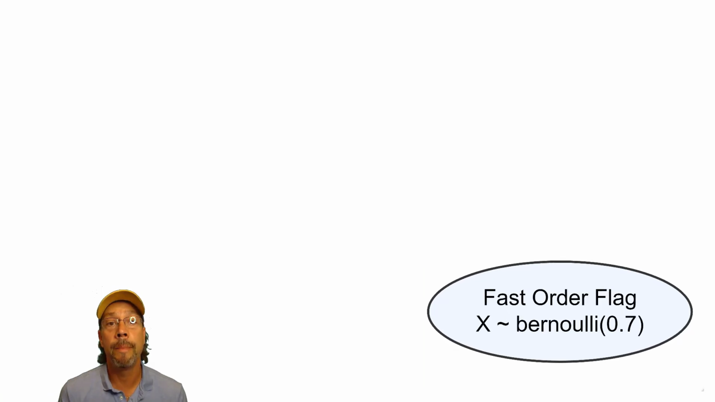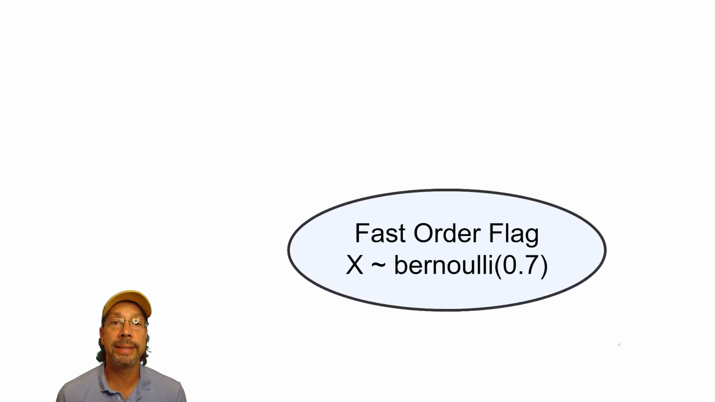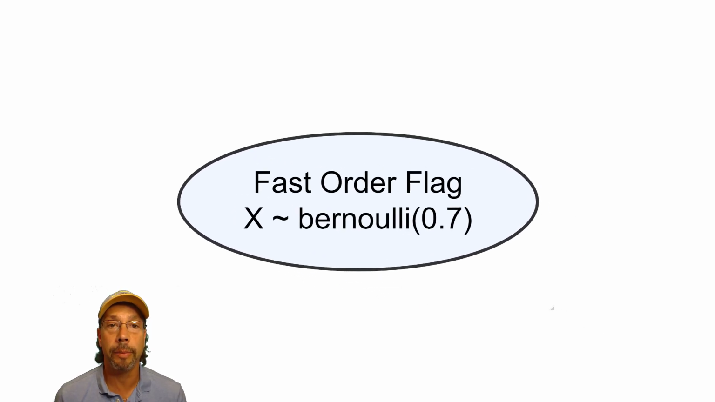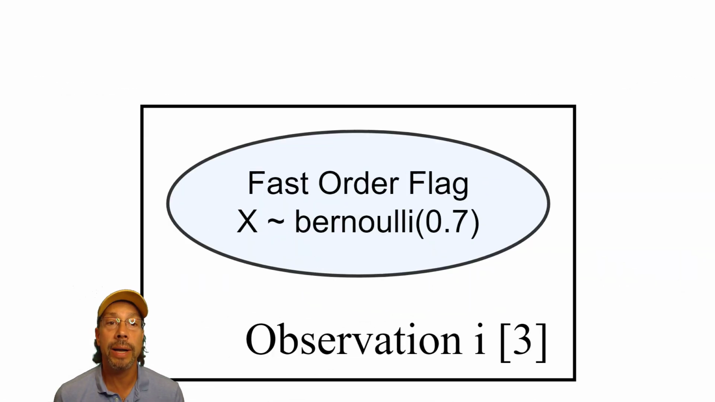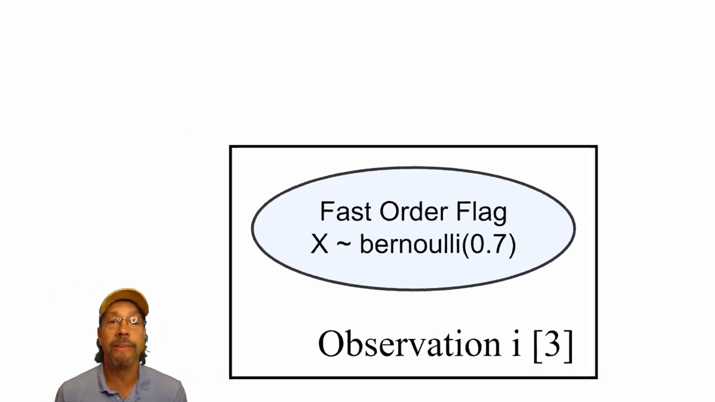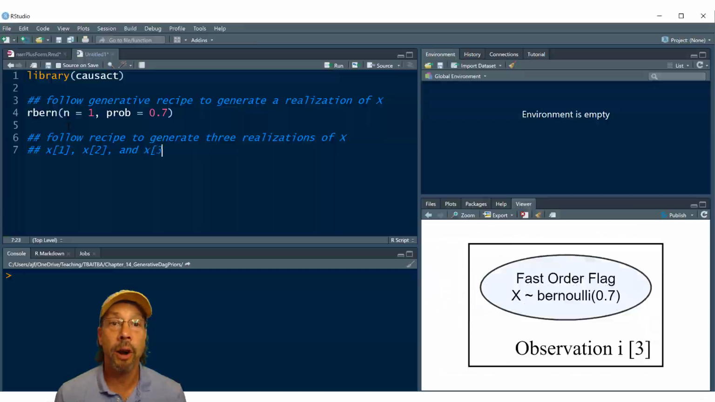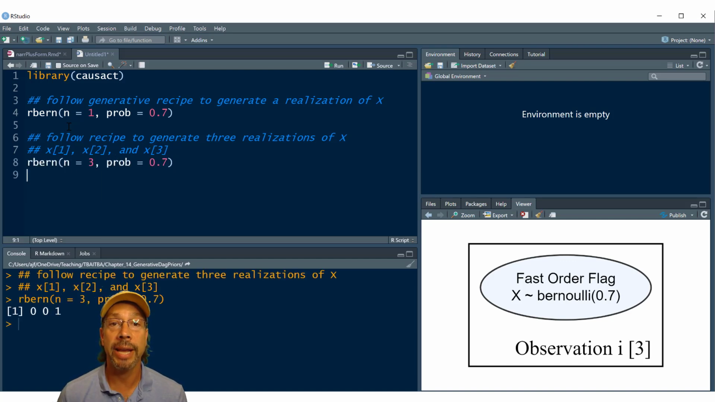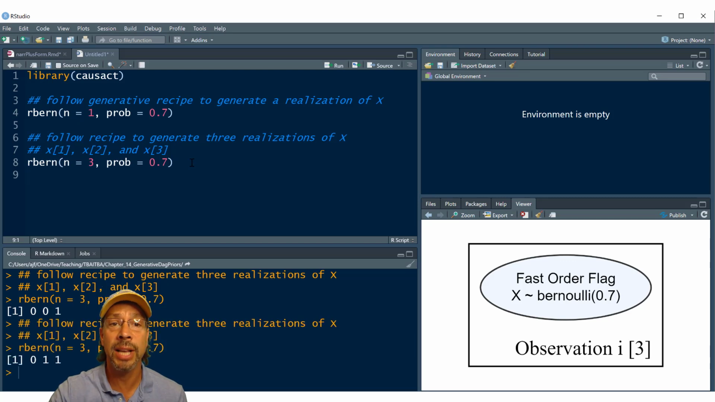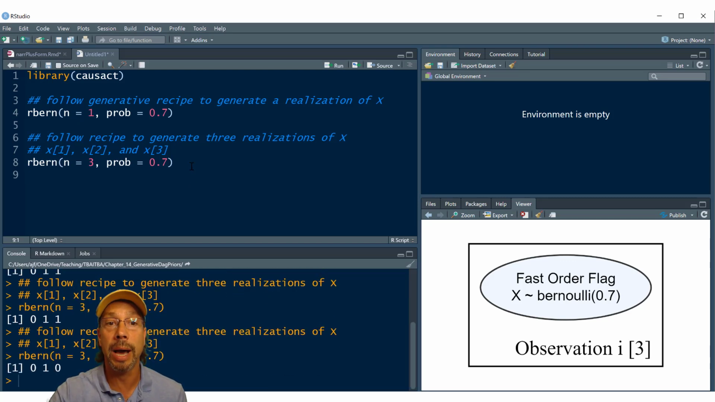To represent more than a single realization of a set of random variables, you indicate that a scenario has more than one realization by enclosing the random variable or variables in a plate, basically a rectangle. The number in brackets, in this case the 3, indicates 3 realizations of the random variable are observed. Within R, we can change the n argument's value from 1 to 3 and get our 3 realizations of x using the recipe shown in the bottom right.